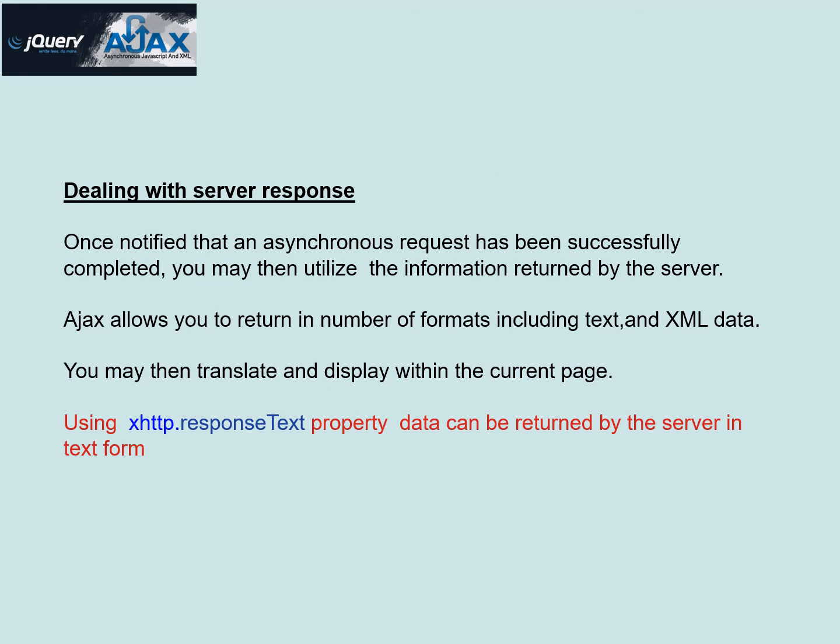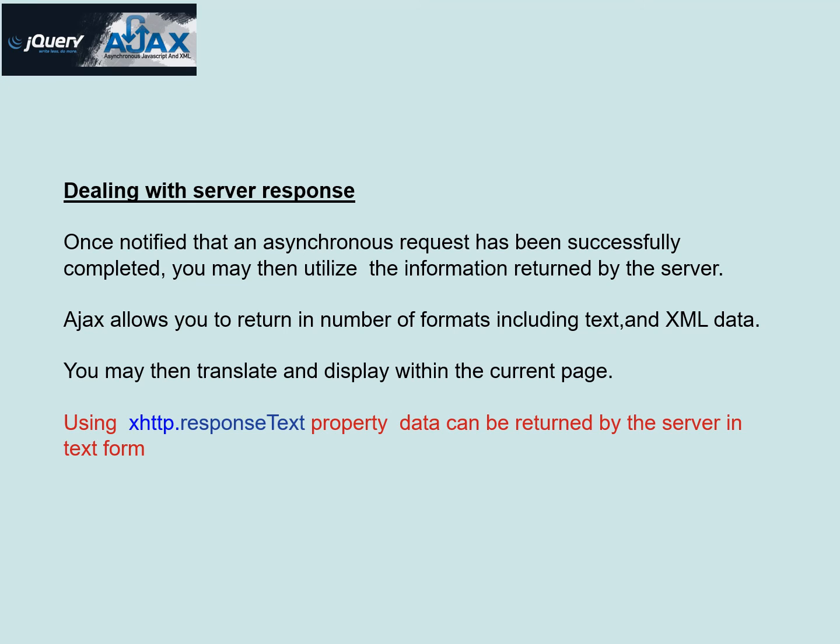Then, dealing with the server response. Once notified that the asynchronous request has been successfully completed, you may then utilize the information returned by the server. Ajax allows you to return a number of formats, including text and XML data. You may then translate and display it within the current page. Using the xhttp.responseText property, data can be returned by the server in text form. So this portion deals with the server response.